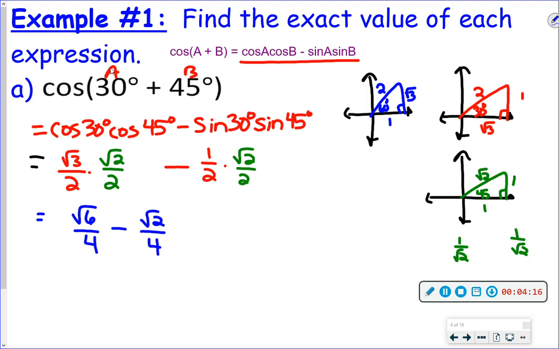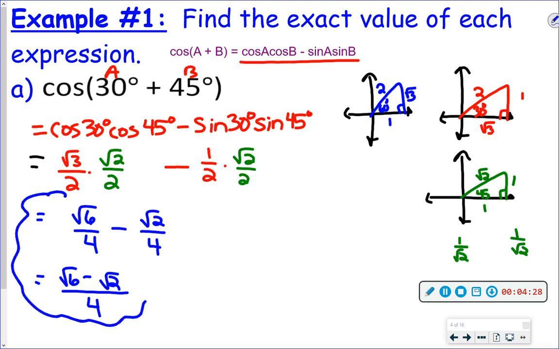Now, you could totally leave your answer like that, or if you check them on the answer key, since you have the common denominator, you could put it as square root of 6 minus square root of 2 all over 4. I'm going to circle both. I don't care which version you put. Same thing. Just a little fraction problem there.